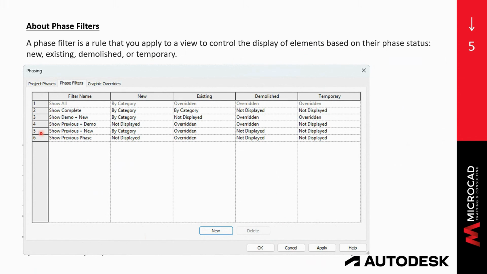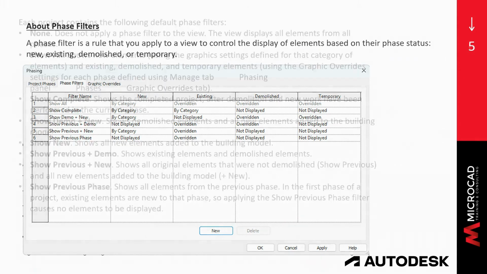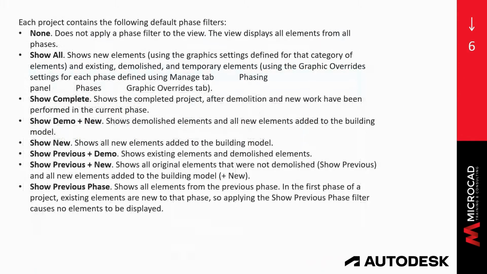I'm talking about the phase status of the element, and I'm going to talk about these 4 phase statuses in a moment. You can create a combination of the phase filters in however which way you want. The default phase filter is none. If you set your phase filter to none, it means that the view is going to display all the elements from all the phases.